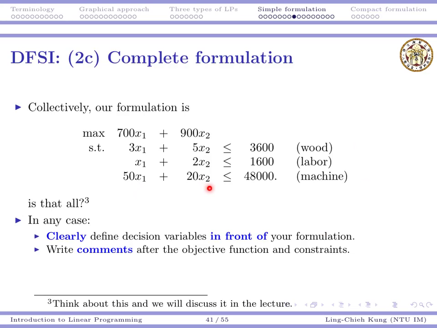Just like when you write, for example, a C++ program, when you write a computer program, if you want to use any variable, you need to declare it before you use it. Also, you are suggested to write comments after everything you have in your formulation, especially when that formulation is complicated. Again, this is very similar to what we do when writing computer programs. When something is complicated, we write some comments so that we can remind ourselves or all those readers what we are doing.